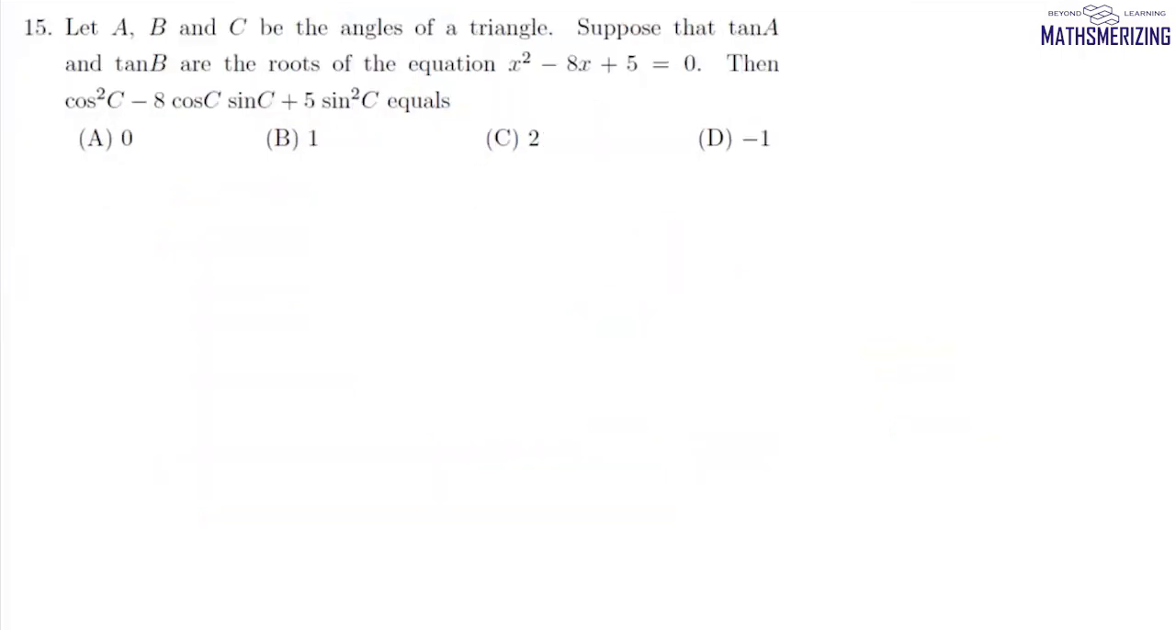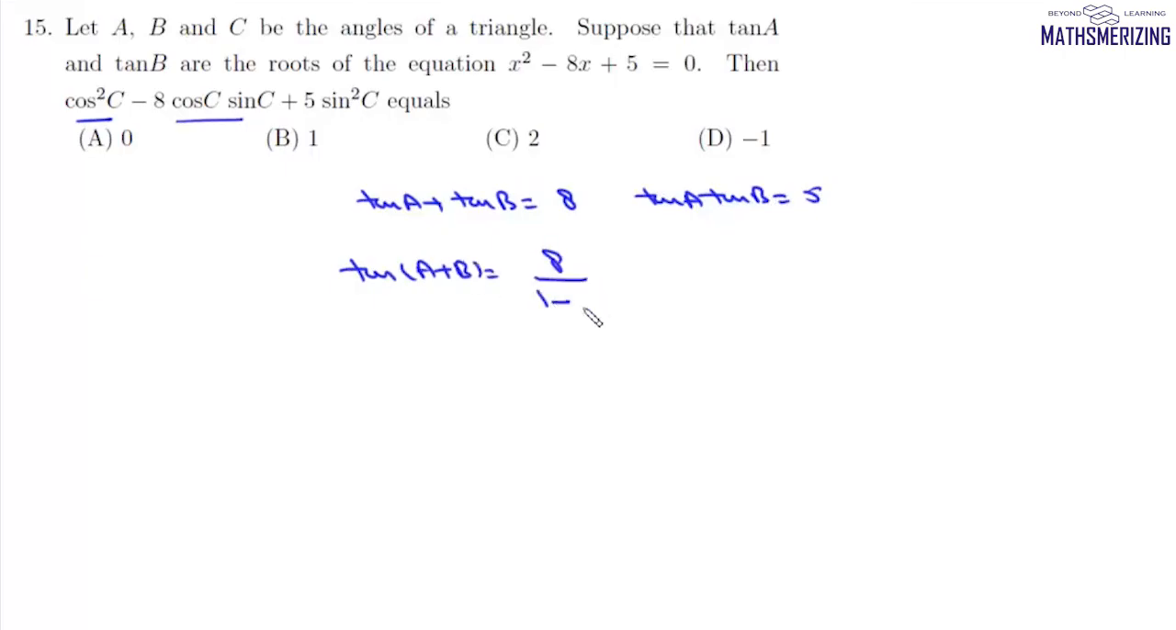Now question number 15 is, let A, B, C be angles of a triangle. Suppose that tan A and tan B are the roots of this equation. Then the value of cos square C minus 8 cos C sin C plus 5 sin square C equals what? Now we know that if tan A and tan B are roots of this equation, then the sum of roots, tan A plus tan B, will be 8, and the product of roots, tan A into tan B, will be simply 5. Now from here we can write tan(A plus B) will be (tan A plus tan B) upon (1 minus tan A tan B). So this value will be simply minus 2.